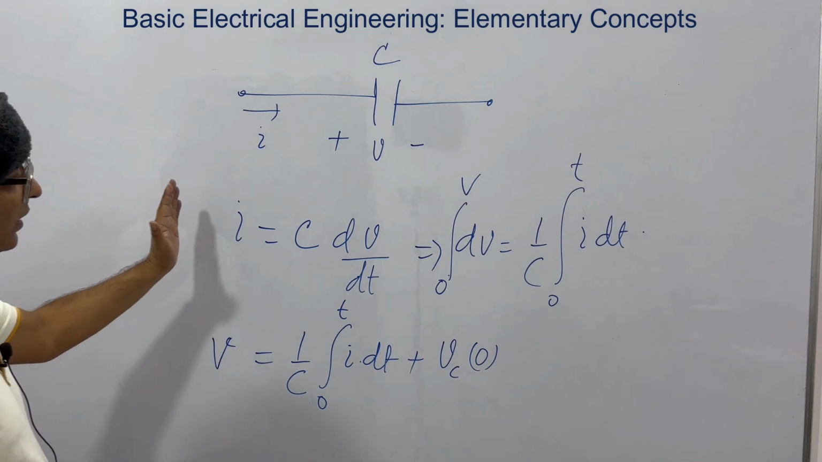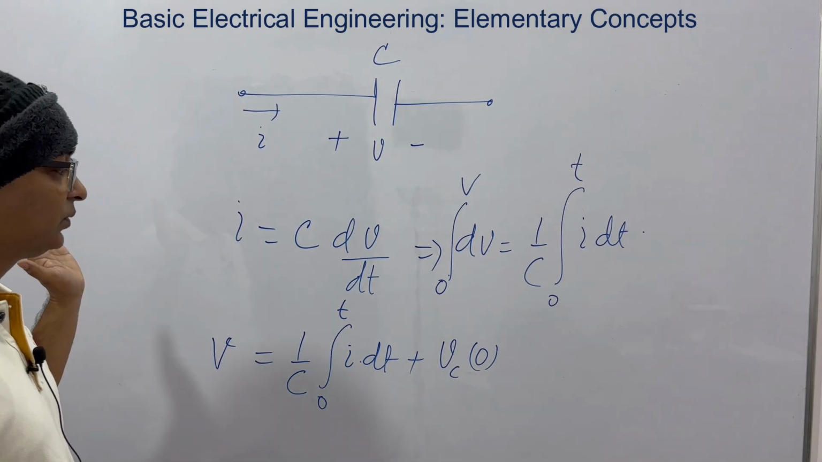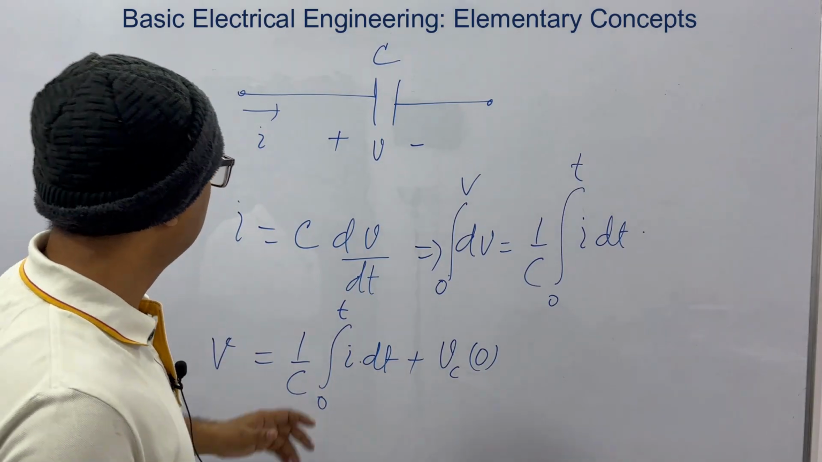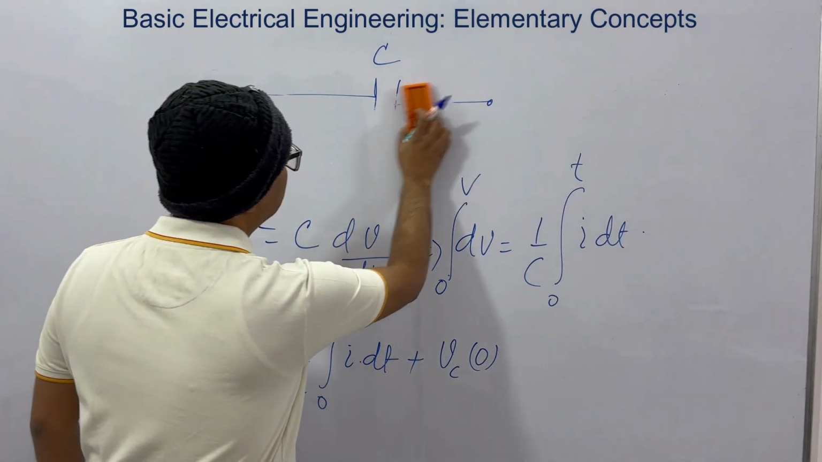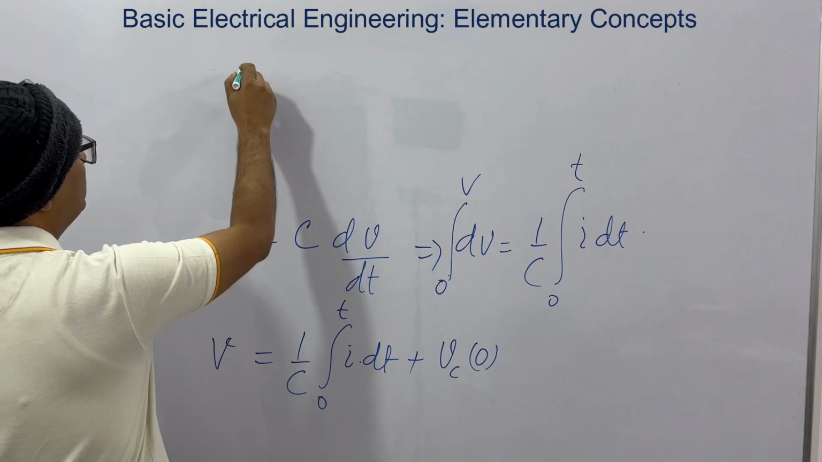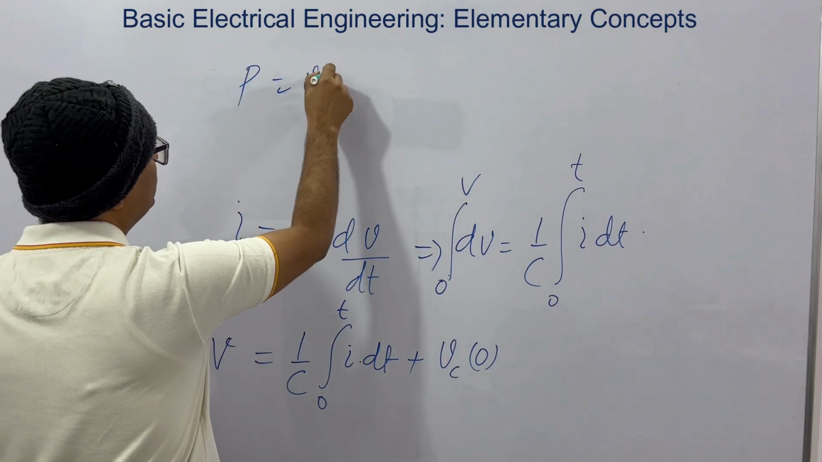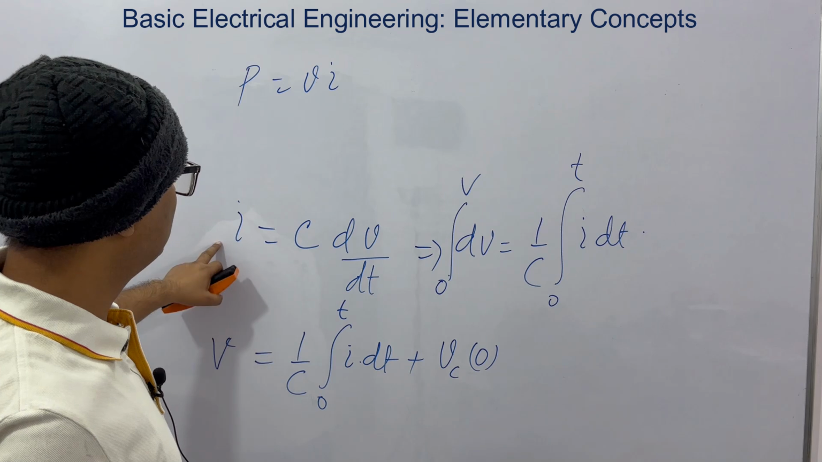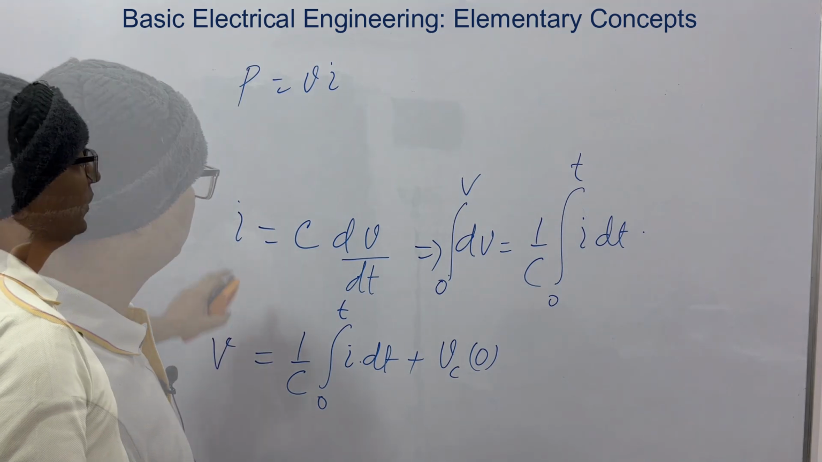This is the current for a capacitor, this is the voltage for a capacitor. Now we'll see what is power. Power, you know, is equal to V into I. So what we can do? V into I. See.